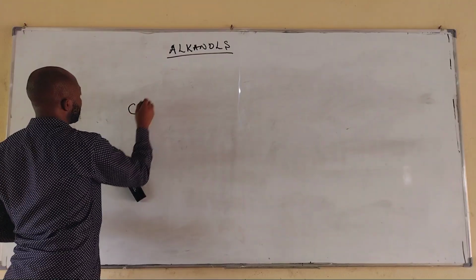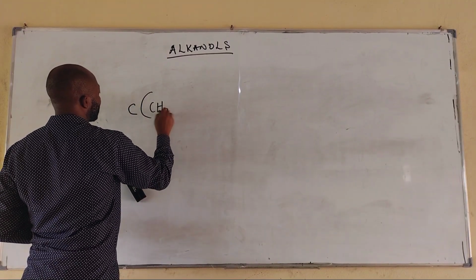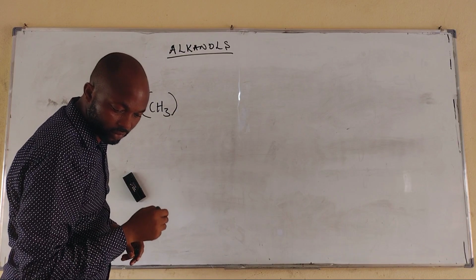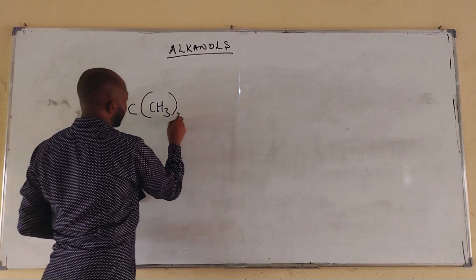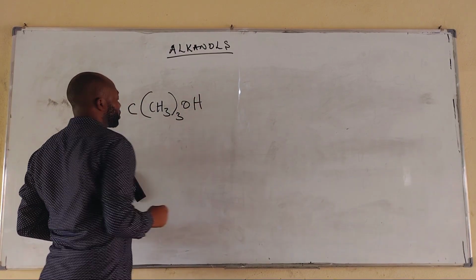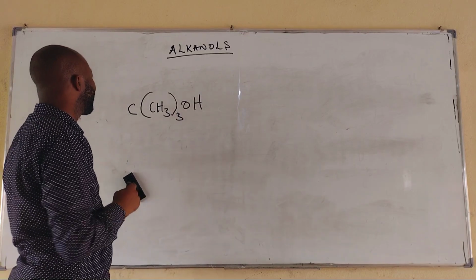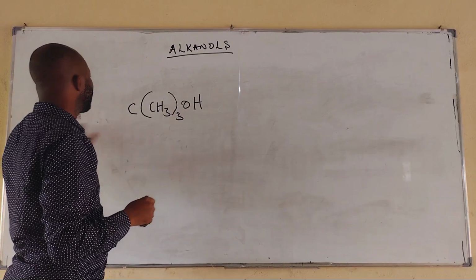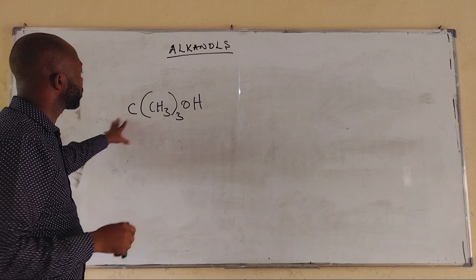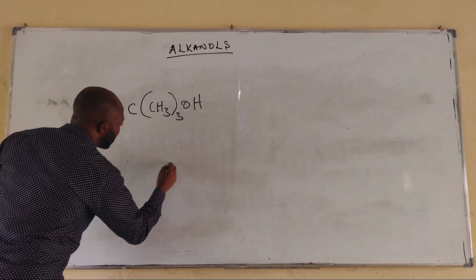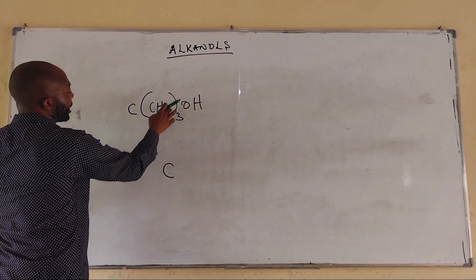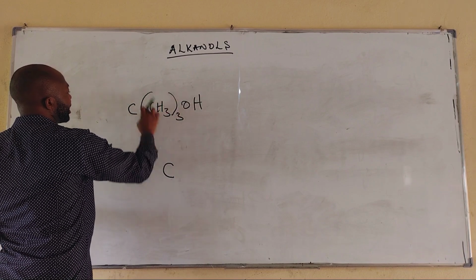You have CH3, 3OH. We are asked to give the IUPAC name for this. So first, this is a condensed structure of an alcohol, so we have to open it. So this is my carbon. They say there are three methyl groups attached to it.